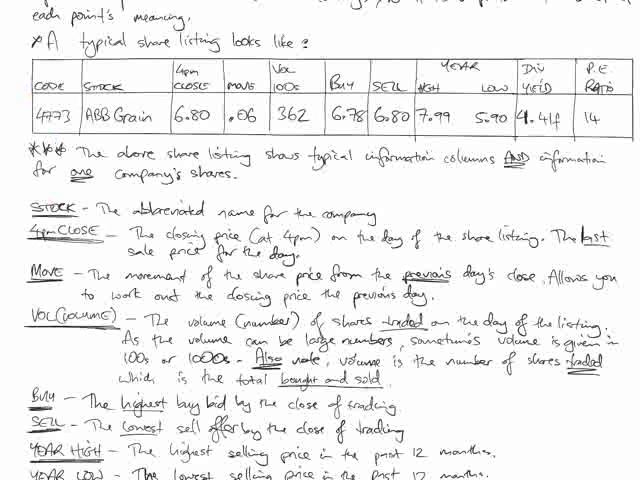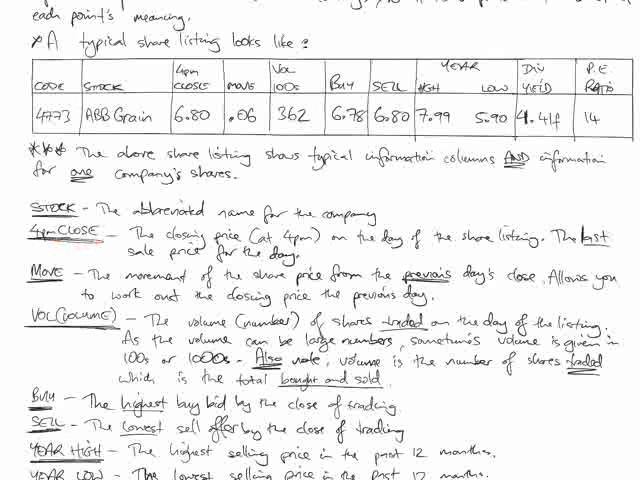Don't worry about the code for now. In your DI and in the current level of shares, you're going to be dealing with an ASX code. Right now, the code here I've just copied from the textbook. So we'll start with stock. Stock is the abbreviated name for the company, ABB Grain.